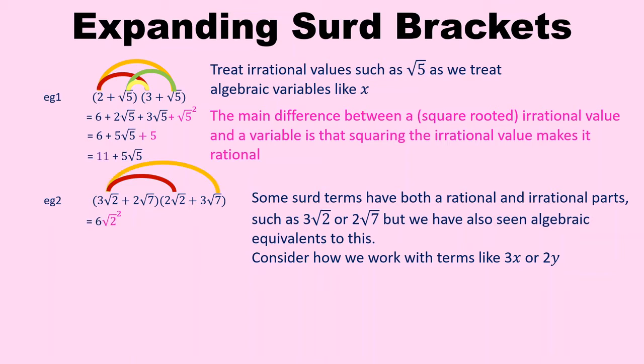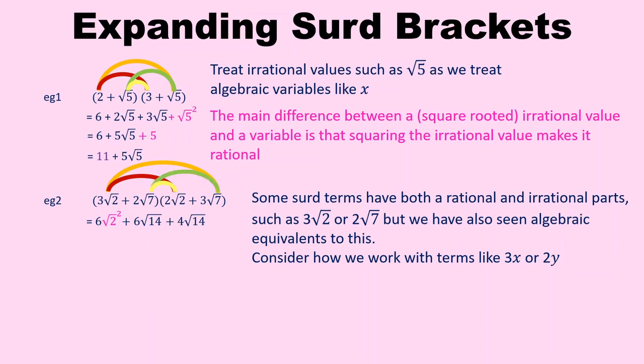Next, 3 root 2 times 3 root 7. Rational times rational, 3 times 3 is 9. And irrational times irrational, root 2 times root 7 is root 14. So plus 6 root 14. Next, we're doing 2 root 7 times 2 root 2. Rational times rational, 2 times 2 gives me 4. And irrational times irrational, root 7 times root 2 gives me root 14. So plus 4 root 14.